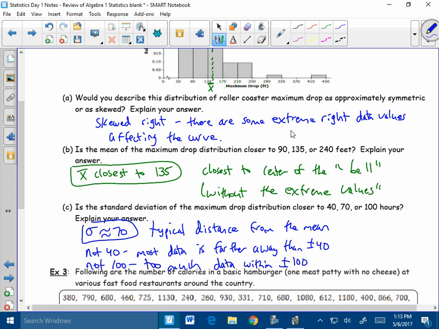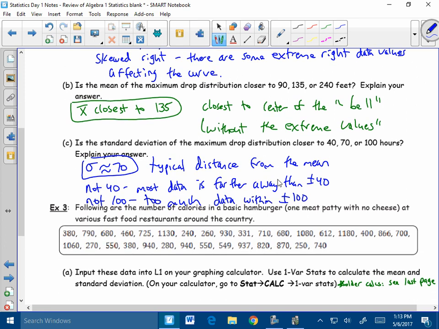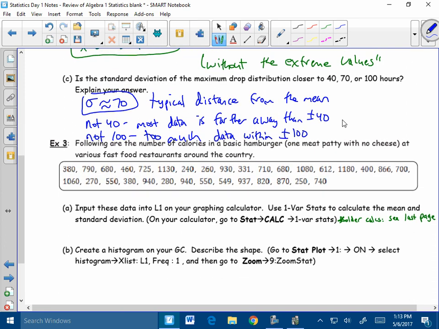Okay, we're moving on to our calculator portion, so grab your calculator so you can do this along with me. Following are the number of calories in a basic hamburger, one meat patty with no cheese, at various fast food restaurants around the country. We've got quite a few data values here. There are 32 values altogether, and that will help you when you're punching them into the calculator.